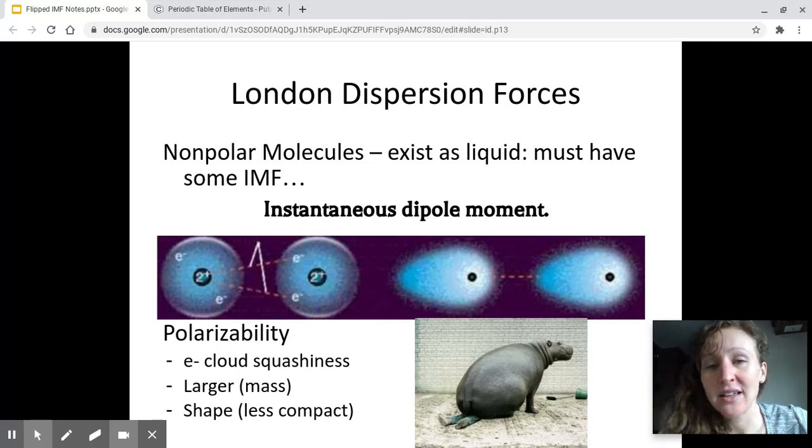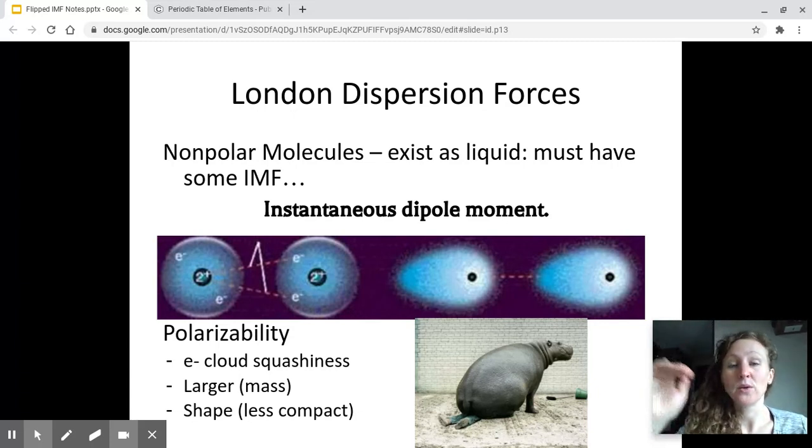And you just saw that on the last page when I was talking about the trends that occur with H2S, H2Se, H2Te, H2Po, that whole trend that was occurring within oxygen's family when it bonds with hydrogen. The difference between those melting points can be attributed to London dispersion forces. London dispersion forces happen anytime two molecules interact.